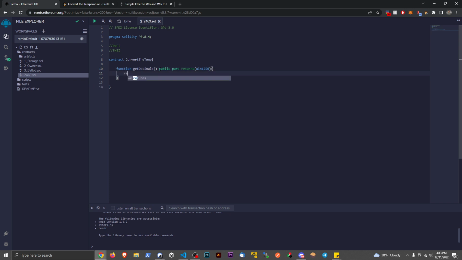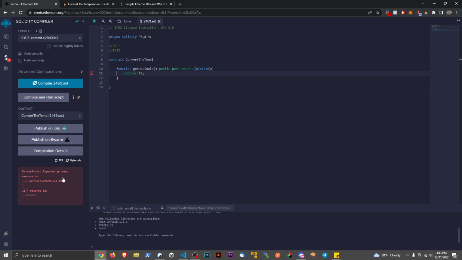And all that we're going to say returns 18. I can't type. There we go, 18 here. So that way if somebody comes along and they call this function here, I did something wrong there. Public returns, what's the matter with that there? Expected primary expression, returns 18, returns uint256 there, public pure, getDecimals. What is wrong with that there? Returns 18. Oh, I'm sorry, return 18.